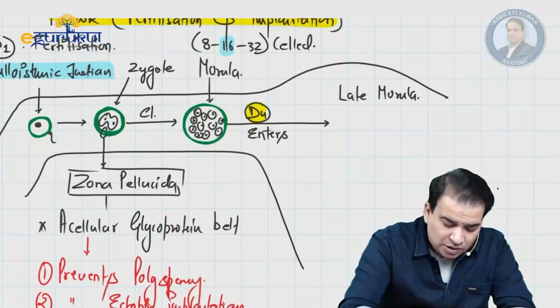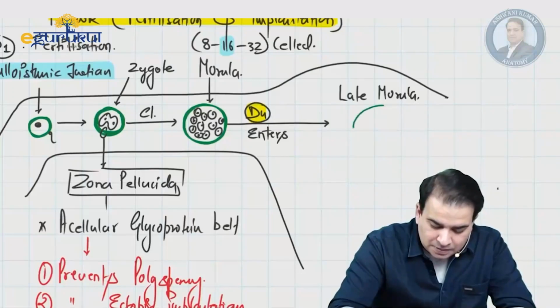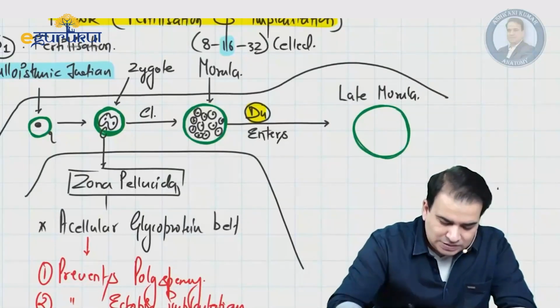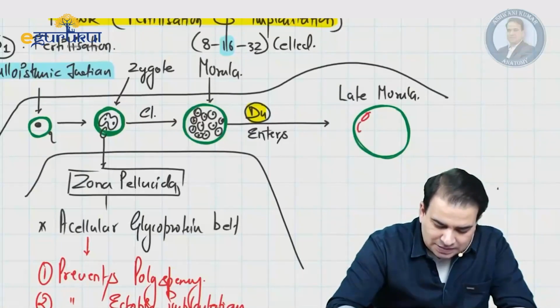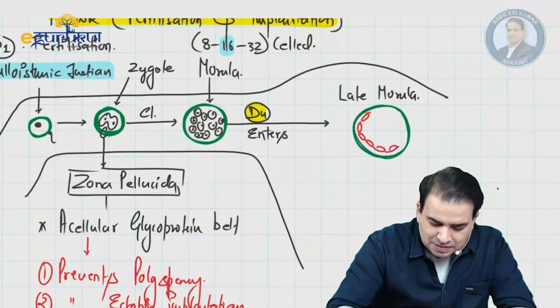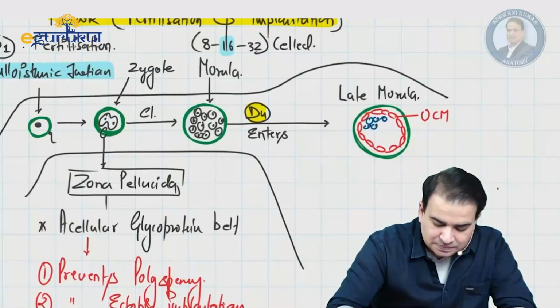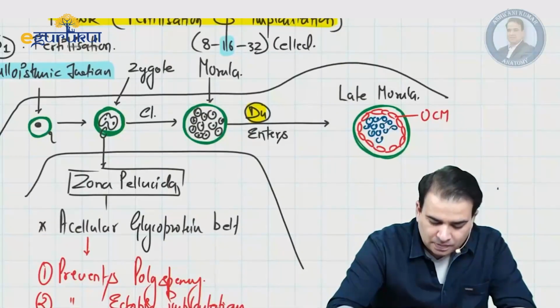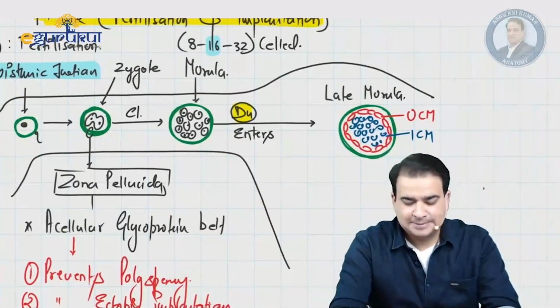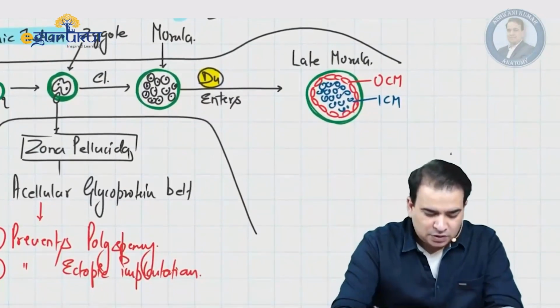The reason we call it advanced morula or late morula is that by this time, the cells organize themselves in two fashions. You will see the outer cell mass. Let's say I'm using a red color here, there is an outer cell mass. You can see the zona pellucida is still there. This is the outer cell mass. And then we have this inner cell mass. The outer and the inner cell mass. So that's what the late morula is.